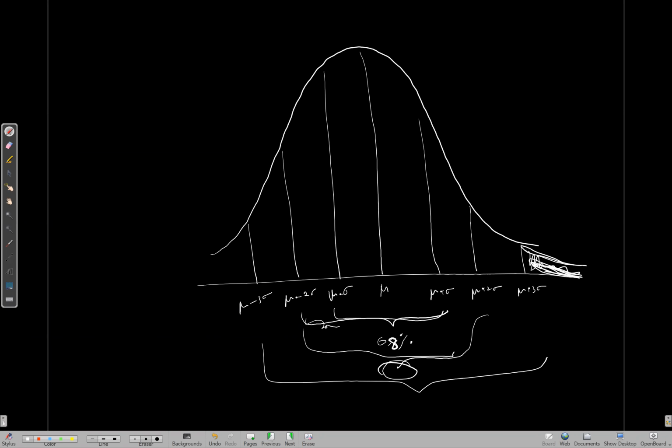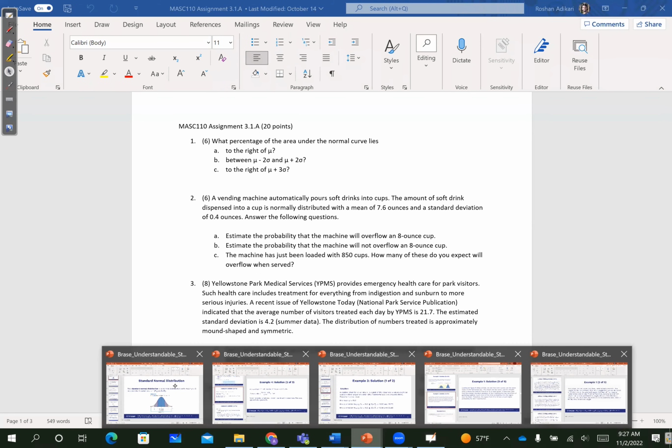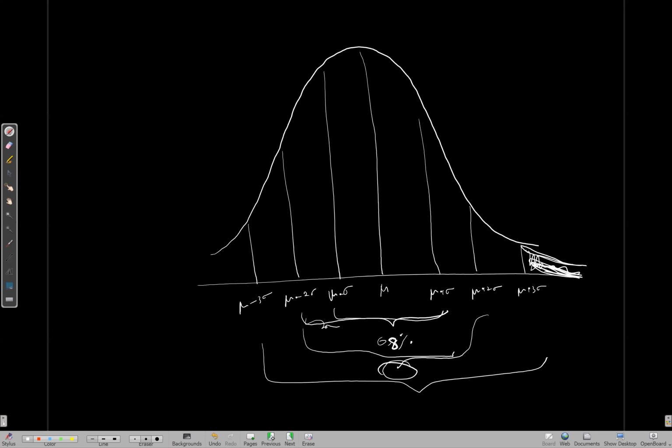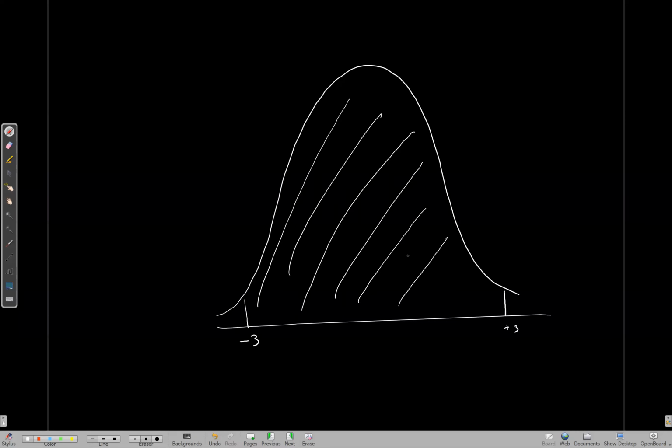So how do you calculate that? Let me show you this again. Now you know, look at this slide, between -3 and +3 z value, that means mu minus 3 sigma, mu plus 3 sigma, between that is 99.7%. So that means a lot, right? So between -3, that means mu minus 3 sigma, and positive 3, plus 3 sigma, between that, this area, that is 99.7%.